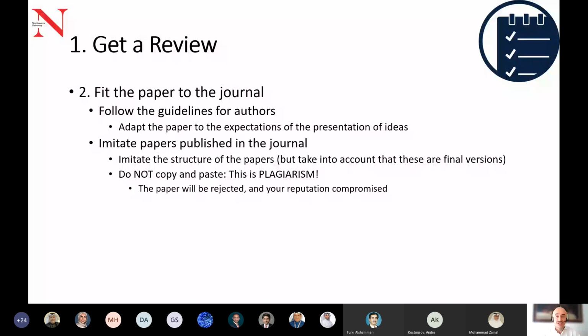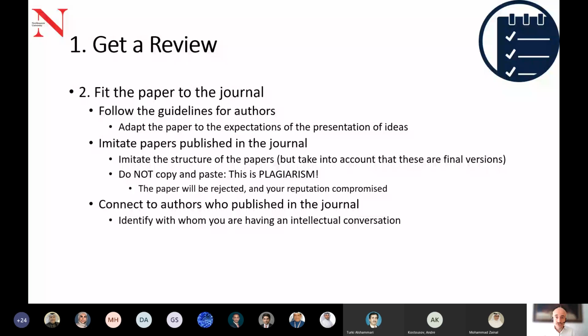And then connect with authors who publish in the journal. Look at them. Those are the people who, for the most part, might be the reviewers. So try to understand how they say things and what type of thinking they have, and agree or disagree with them. That's up to you, but try to engage with them.